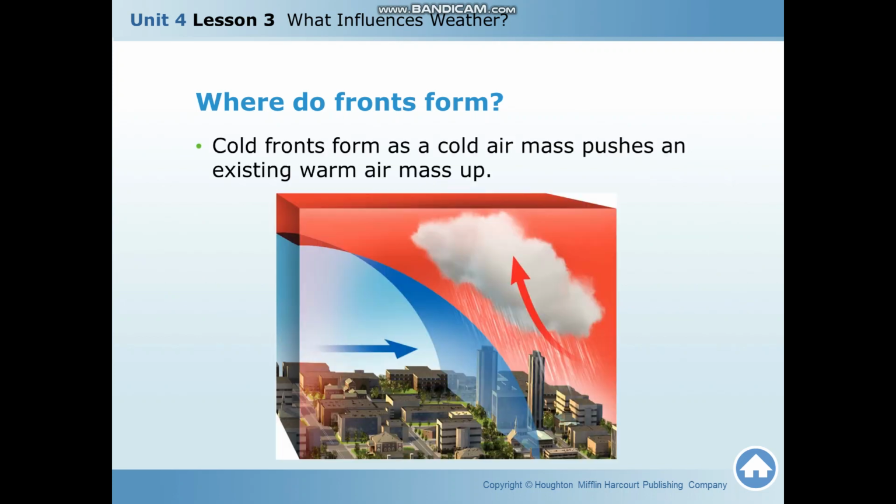A cold front forms as a cold air mass pushes an existing warm air mass going up. Looking at the picture, you can see that the cold air is shown with a blue color and a blue arrow indicating its direction, which is going to the right. And the warm air is shown using the red color and the red arrow indicating its direction.